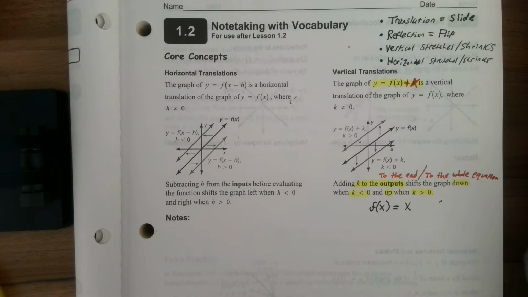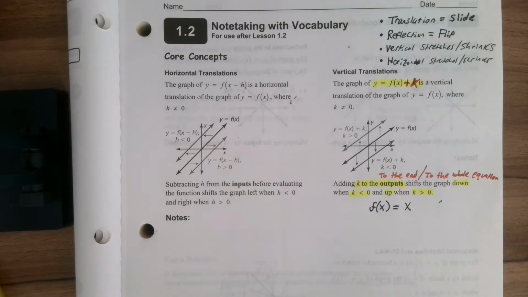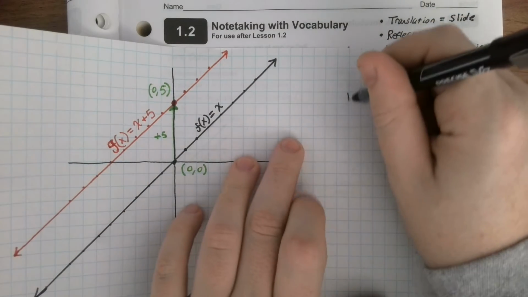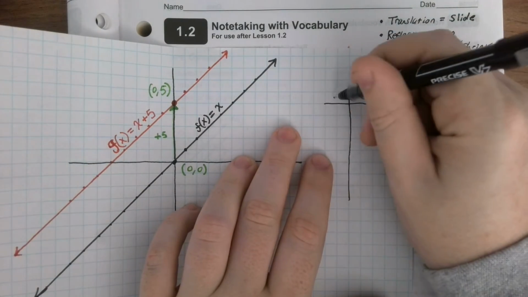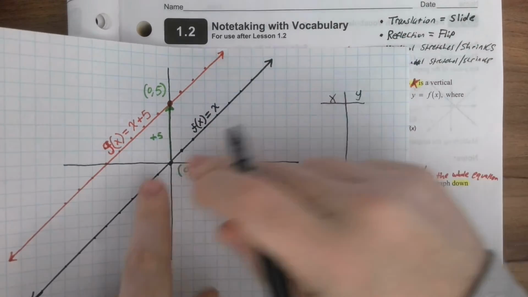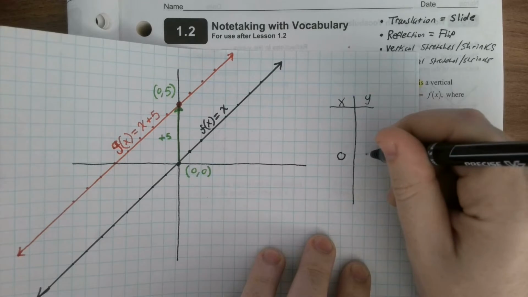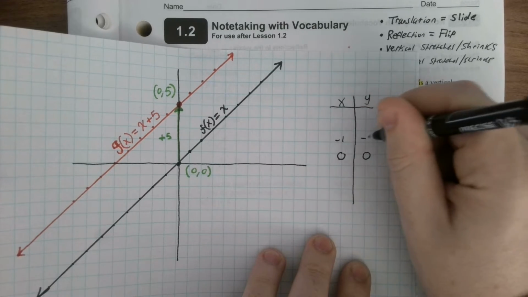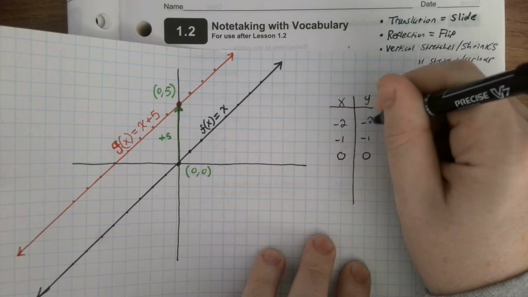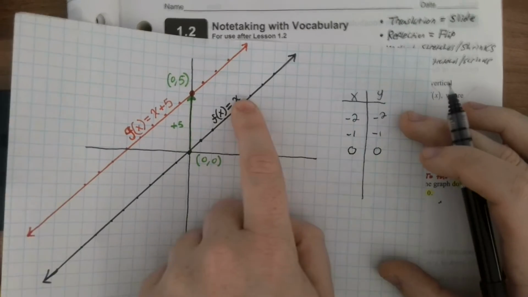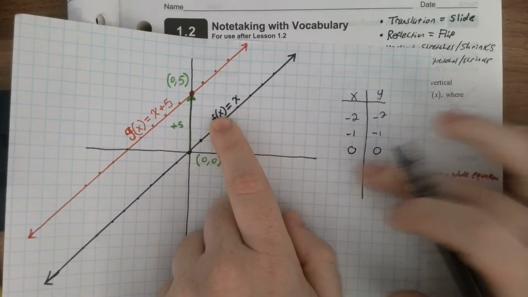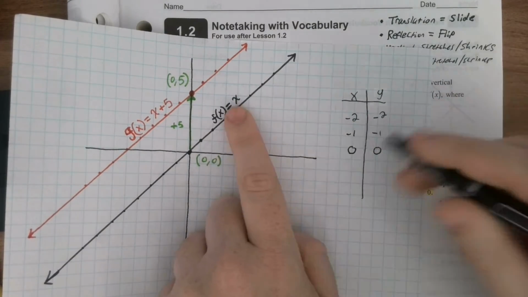And it makes sense, too. When we really think about what we're doing here, if we were to make, let's say, a table of values for this graph, this original graph, y equals x, or f of x equals x, just means that the x and y's are going to be the same. If I plug in, for instance, -1 for x, f of x is also -1, because they're just equal.